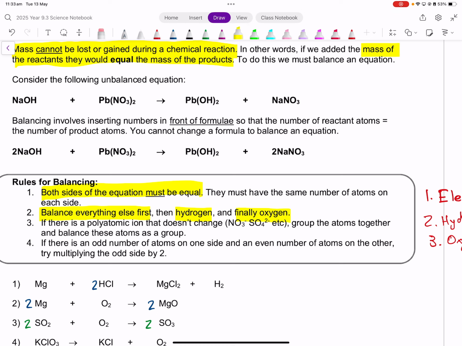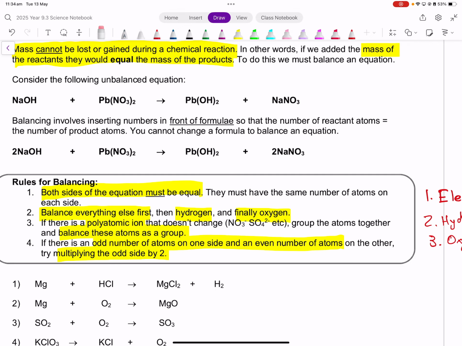Now, we can cheat a little bit with some of these, and I'll show you this in a second. If there is a polyatomic ion, so something where we have lots of atoms grouped together, we can group the atoms together and balance these atoms as a group. And the final rule, which is another little cheat for us to make our life a bit easier, is if there's an odd number of atoms on one side and an even number of atoms on the other, multiply the odd side by 2. Because what do we end up getting every time if we multiply an odd number by 2? We end up with an even number.